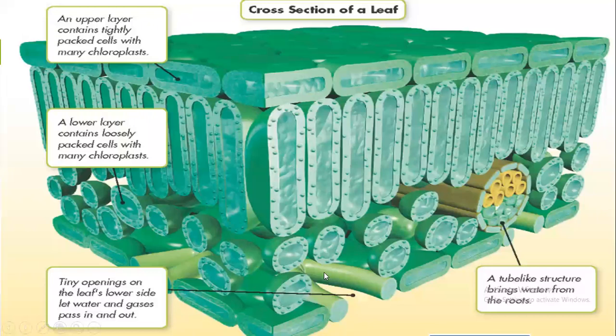Right here, you can see a tiny opening on the underside of a leaf. What does the tiny opening help with? To let the water and gases pass in and out. And that structure, if you remember the vascular tissue, contains a tube-like structure that brings water from the roots.